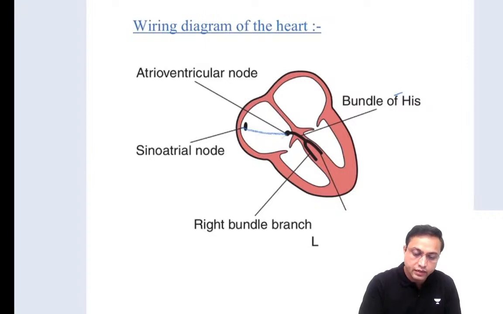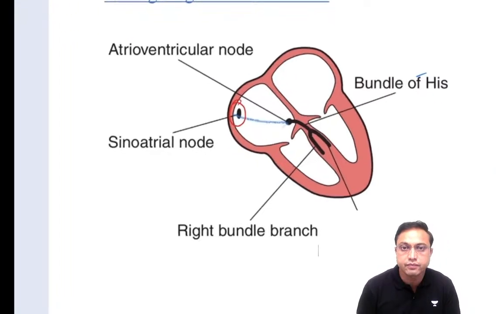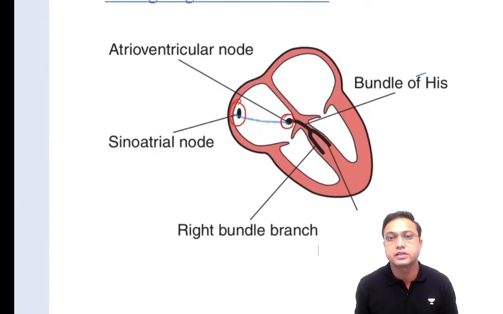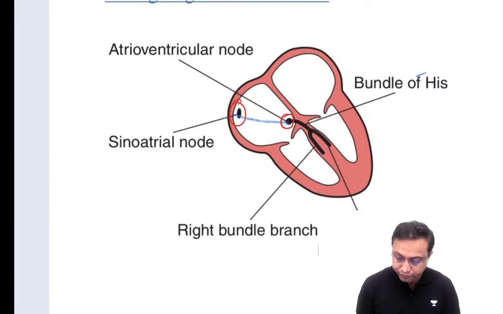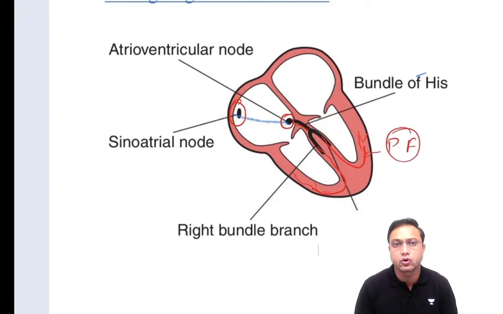This wiring diagram of the heart shows one thing called the SA node, and then another thing called the AV node. AV means atrioventricular node. Then we have the bundle of His, which further extends into the right bundle branch and left bundle branch, and then they get segregated into the Purkinje fibers, right? We all know this thing. This is not a new thing which we are going to discuss.